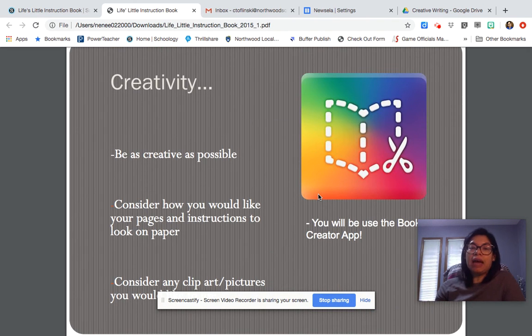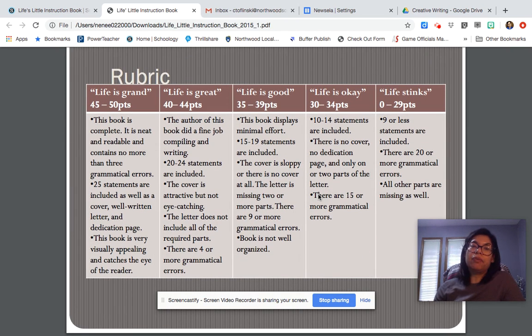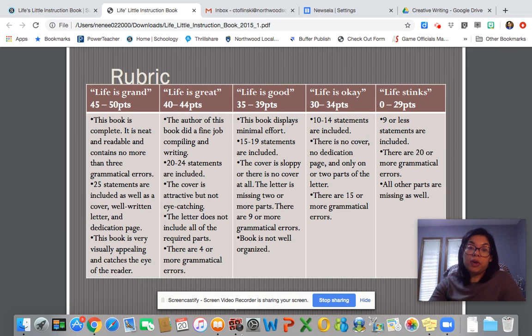You're going to be using the app Book Creator for this. I know some of you are familiar with this app. I've made sure that everyone has it on their iPad. You need to be as creative as possible. Depending on what your topic is, you might decide to use your own personal pictures. You might use clip art off of Google, but make sure that it is a creative looking book. And then on the last slide of the presentation, I have the rubric and everything that you need to earn full points.